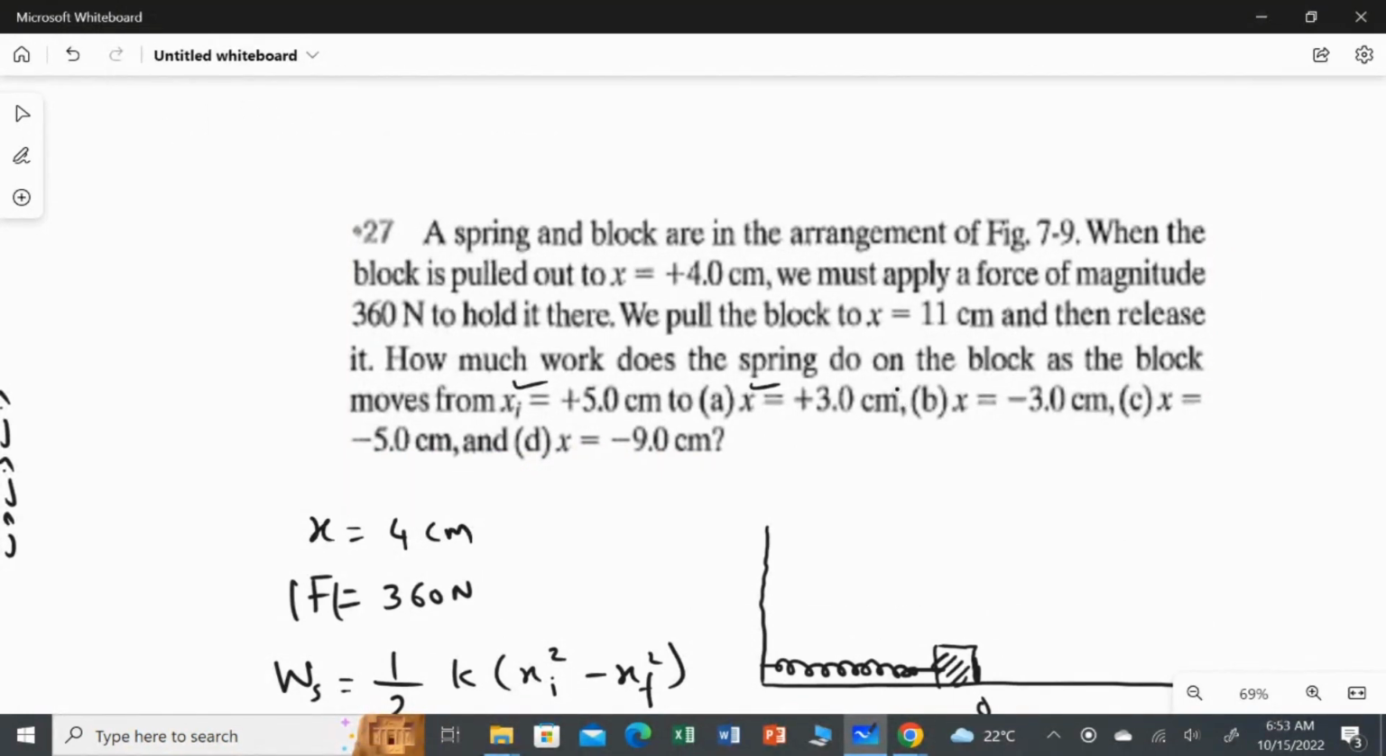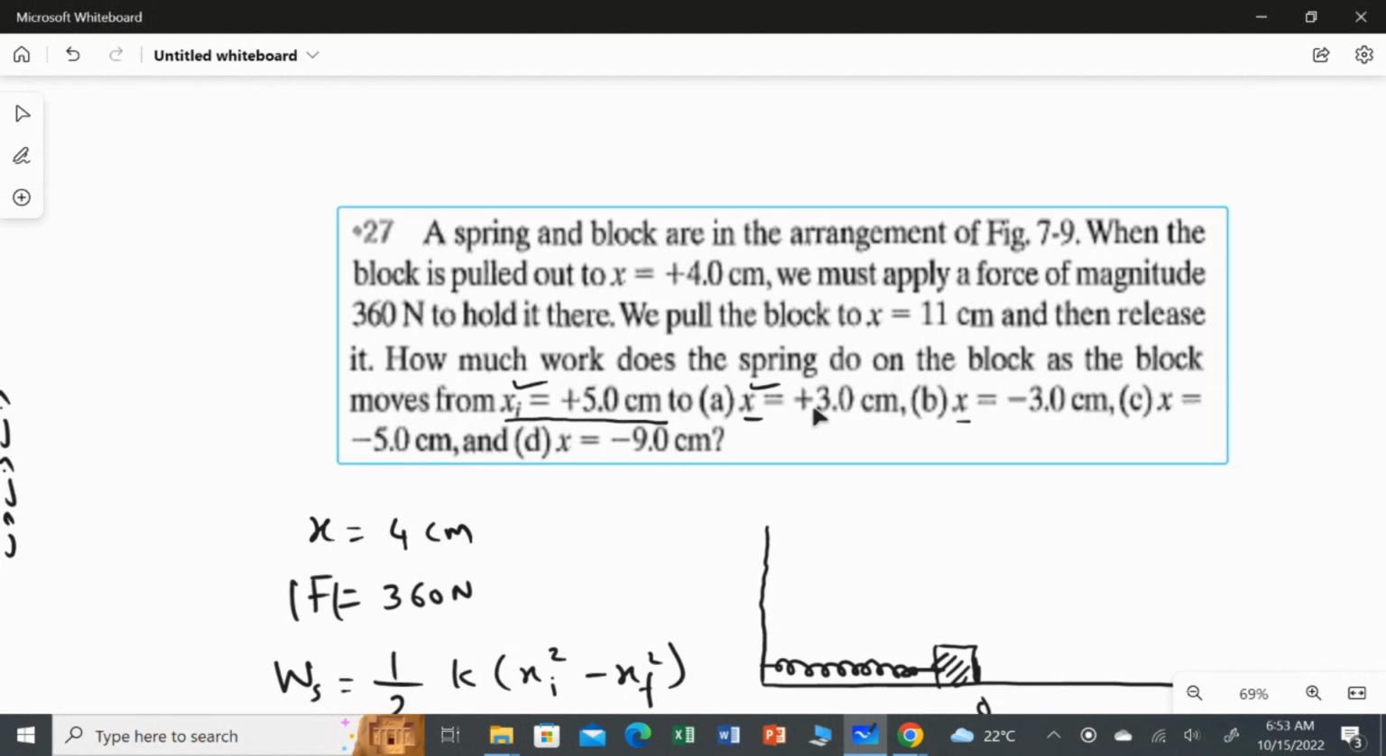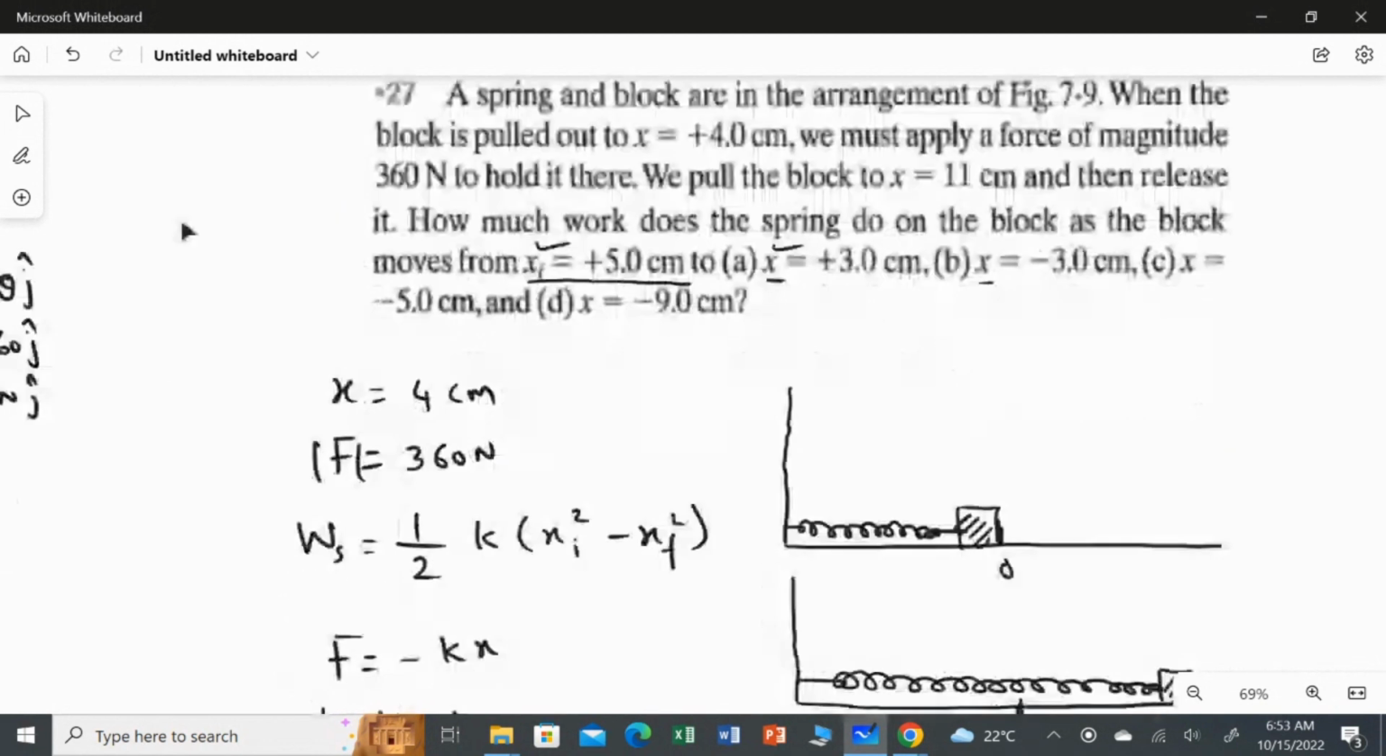So you have four subdivisions. I'm going to explain only one subdivision, and the second, third and fourth parts are exactly in a similar way. Here we keep our initial position as 5 centimeter. We are going to change only the final position. The final position here is what they mentioned as the x value. Clear? So first of all, I'm going to use this value. My initial position is 5 centimeter. The final position is exactly 3 centimeter.